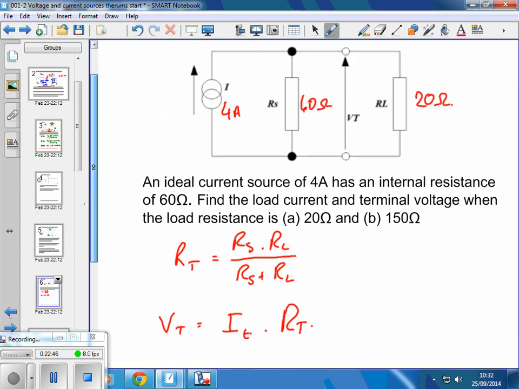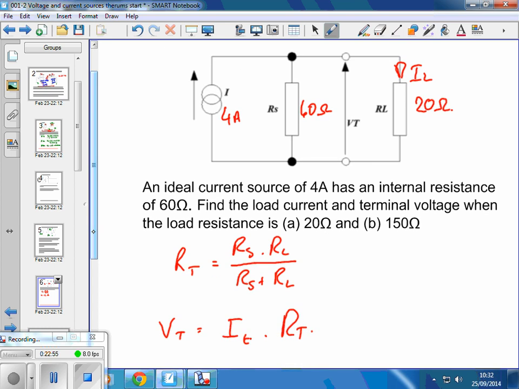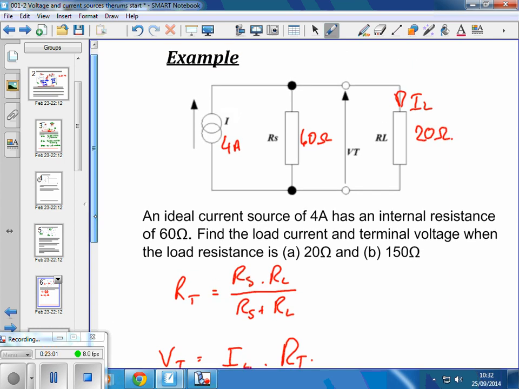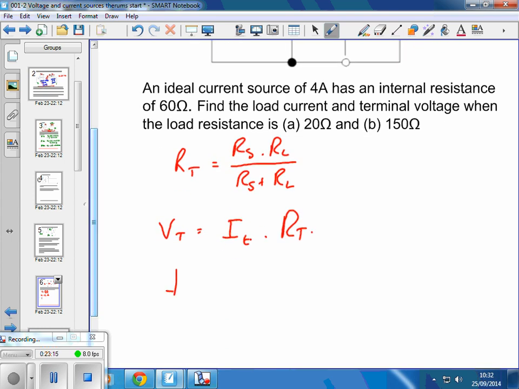Then how can we find the load current IL? Because that's what we're mainly interested in, how much of that current travels through there, using what we've already done. We've now found that, we know what that is, so therefore we can use Ohm's law, can we not? Find IL: it is the terminal voltage divided by the load resistance.